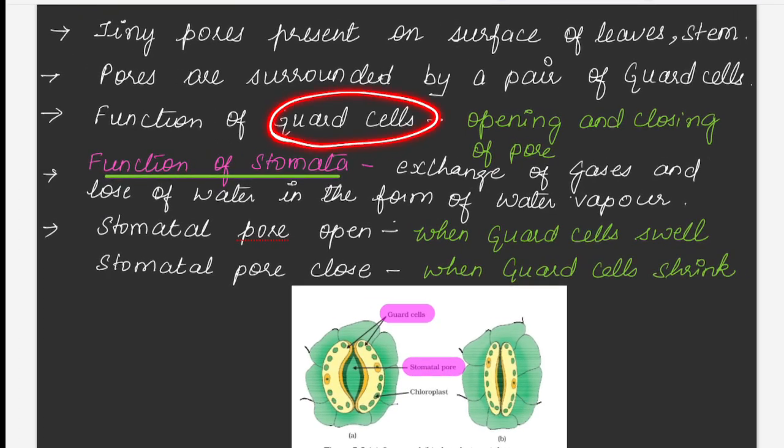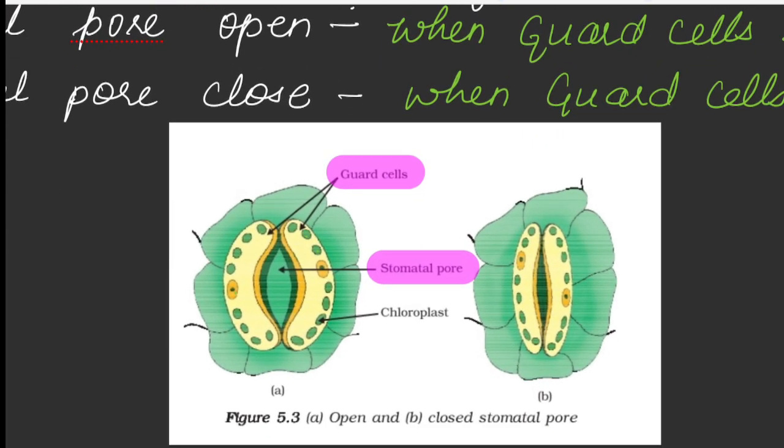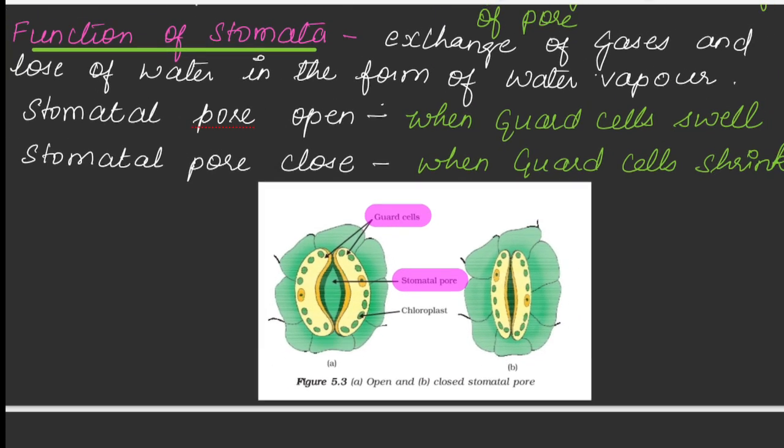And what is the function of the guard cell? It helps in opening and closing of this stomatal pore. So this is the opening of the stomatal pore. And here can you see the closing of the stomatal pore? Here it is closed and here it is open. So who is doing this function? The opening and closing of the stomatal pore is regulated by the guard cells. So that is the function of the guard cells.